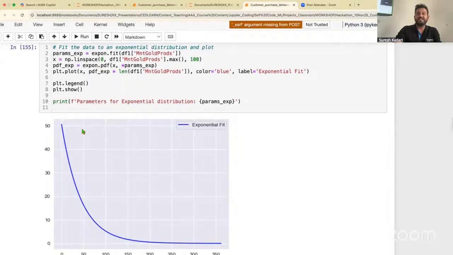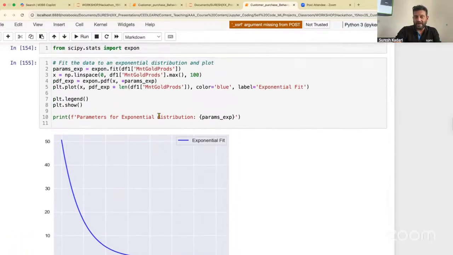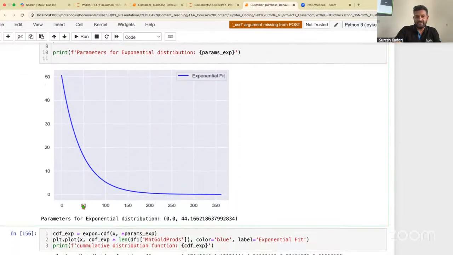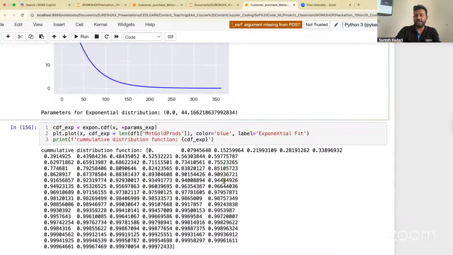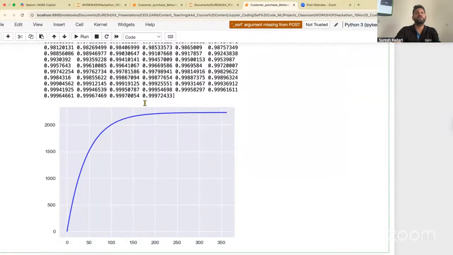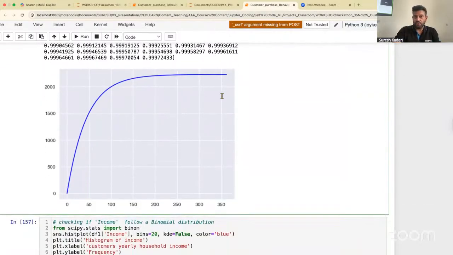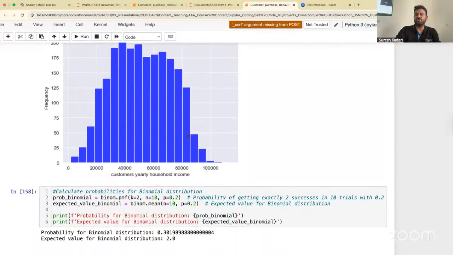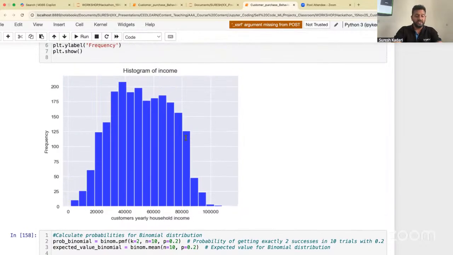here a linear space we are creating for monthly goal products. Everything I'm dividing into 100 parts, and I'm drawing the line. Exponential fitting. And I just want to show you here we are going with CDF, the exponential cumulative distribution. Then I'm going for a histogram on the customers' yearly household income. So see, yearly household income, most of them are from here to here.